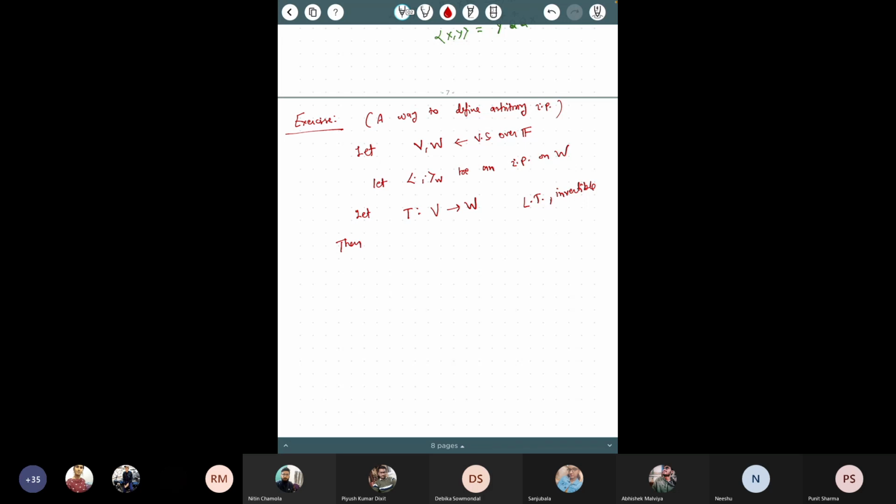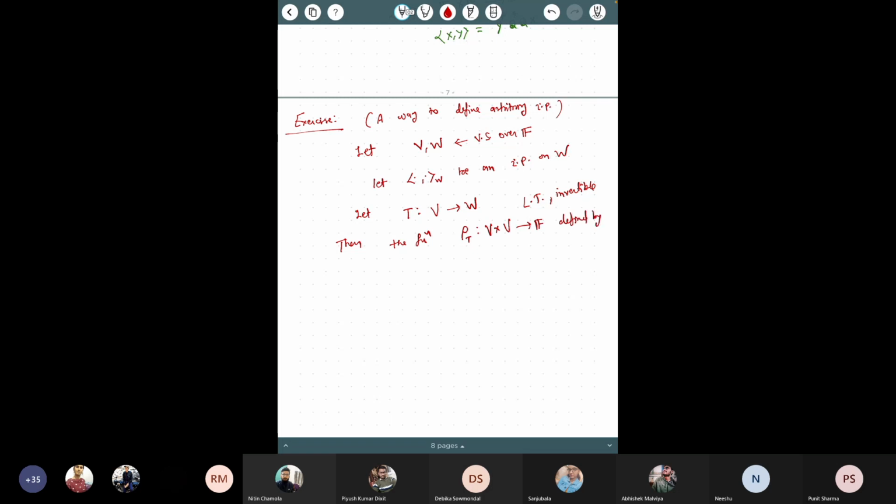Then using these three things, look at this function, for which I'm using the notation rho subscript T. How is it defined? rho_T(u, v) is the inner product of T(u) and T(v), and this is the inner product on W. This function is a function from V cross V to F, because W and V are both over the same field F. So this subscript T is used just to mention the transformation I'm using.